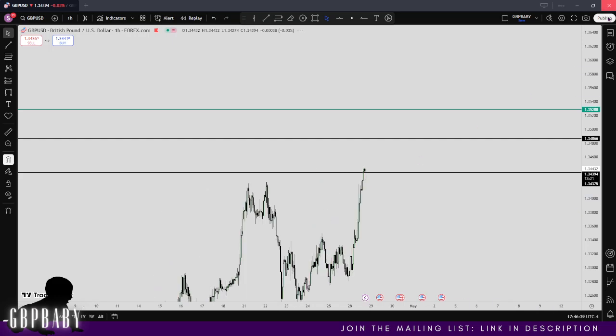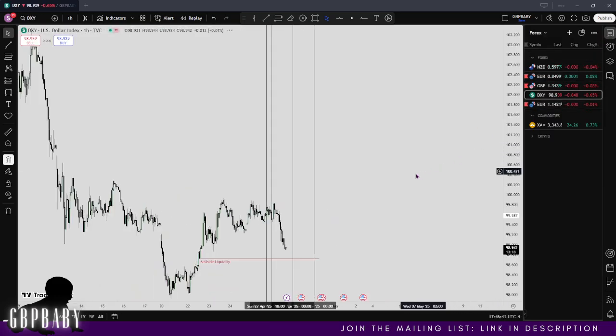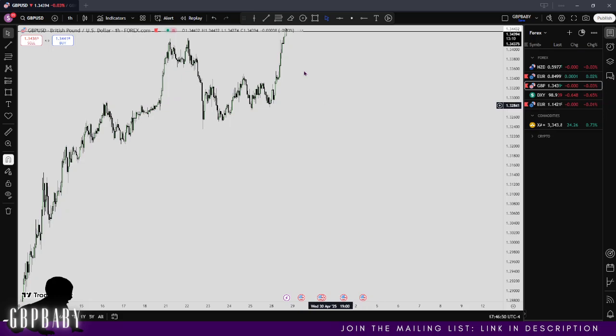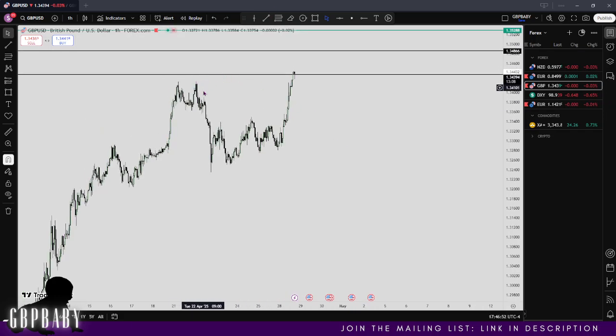And another thing to take note of is look at how dollar has failed to take out these lows where we're expecting a reversal. Look at how dollar's failed to take out these lows, but GBP's rallying. What's that saying? They're saying that dollar's showing strength, which is going to force pound and euro to pull back eventually.